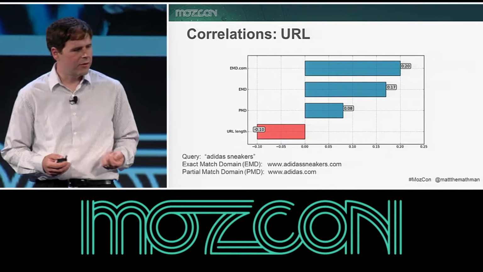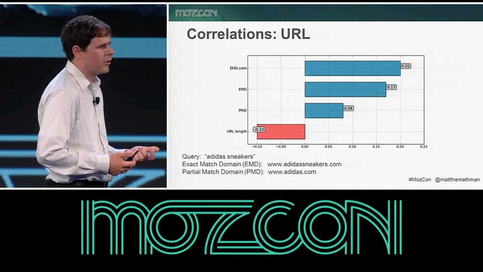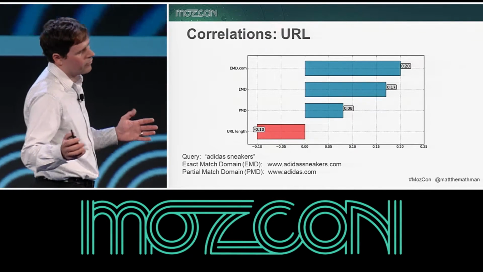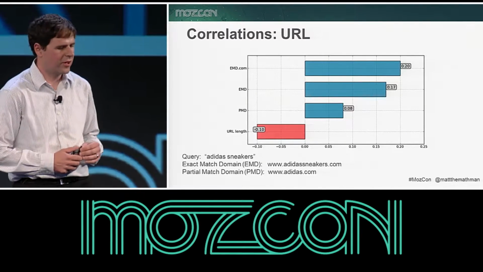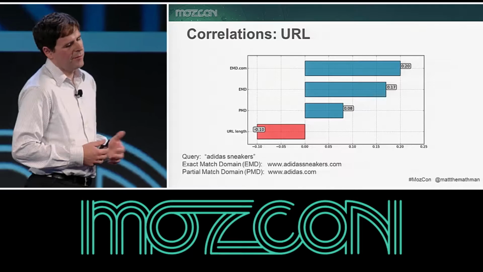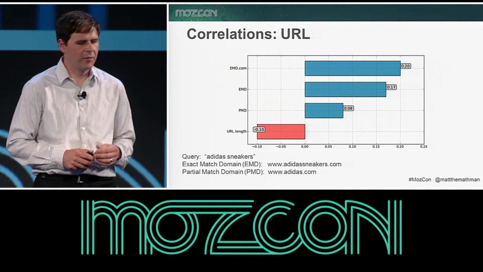The actual length of the URL itself appears to be negatively correlated. So, pages that are very deep in sites or have really long query parameters, things like this, tend to not rank as well. I don't know if this is causation or not. I'm just going to put it up there.